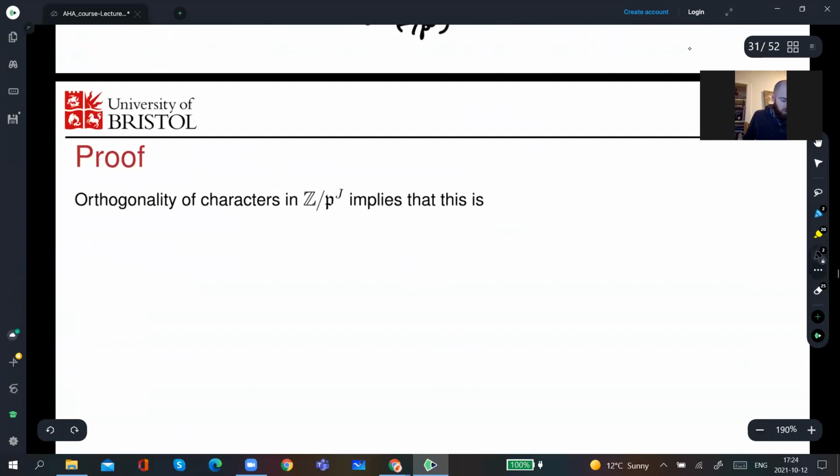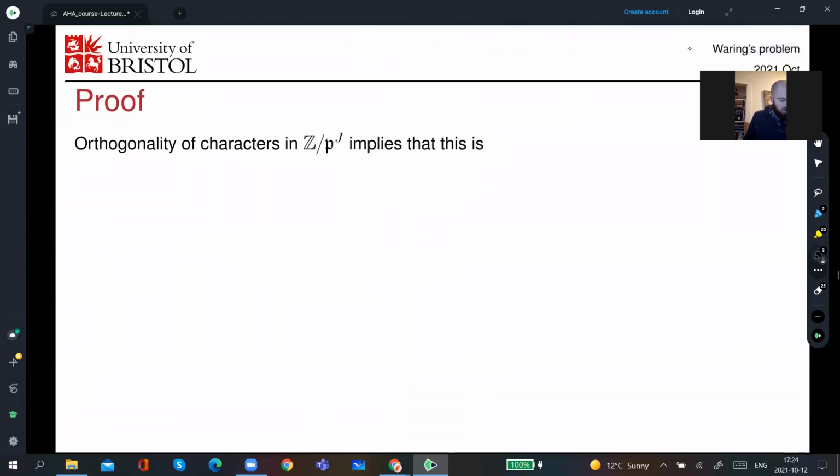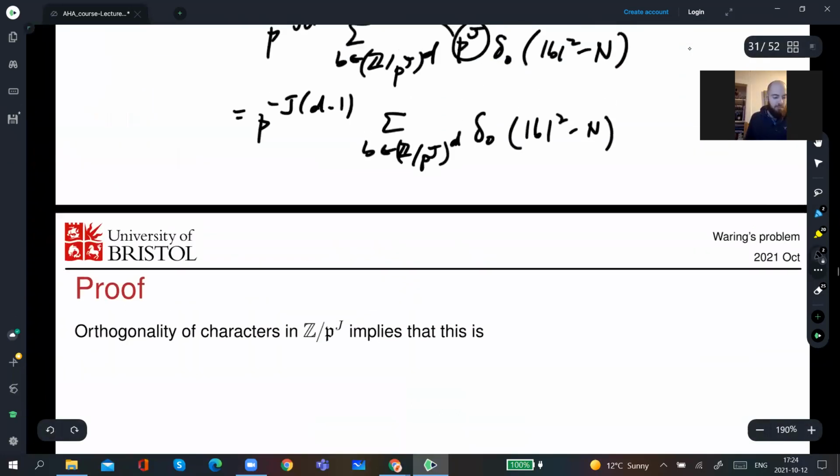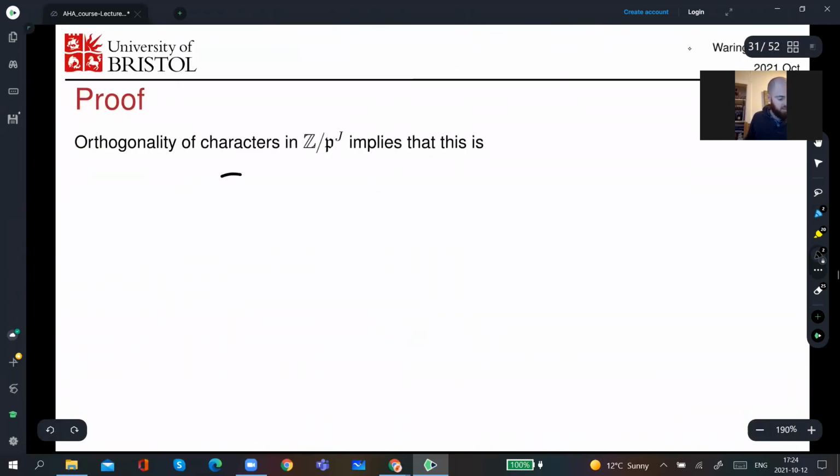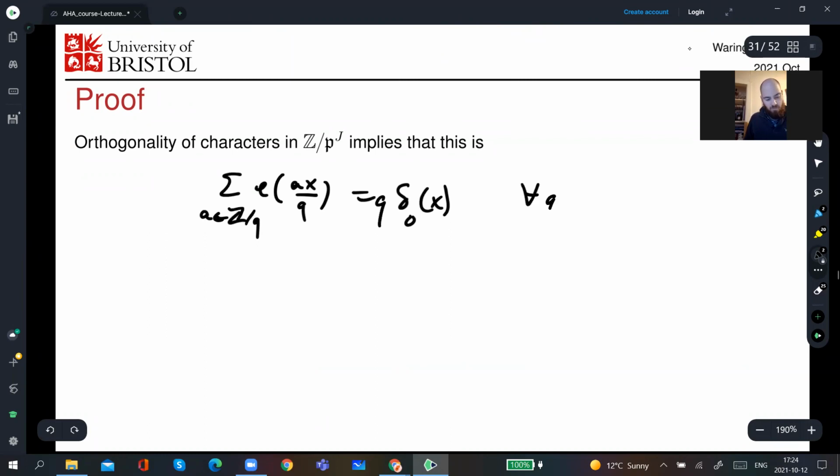Nice, that's what the orthogonality of characters was doing. What I was just saying was that the sum of e of a x over q, a in z mod q, is equal to delta naught of x times q, for any q greater than 1. That's what I was just using.